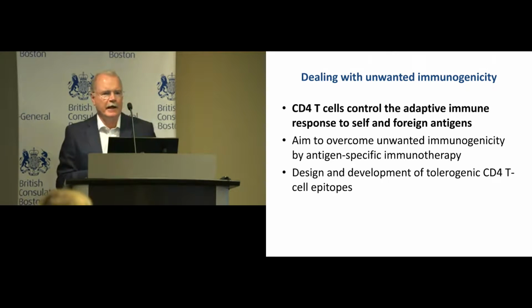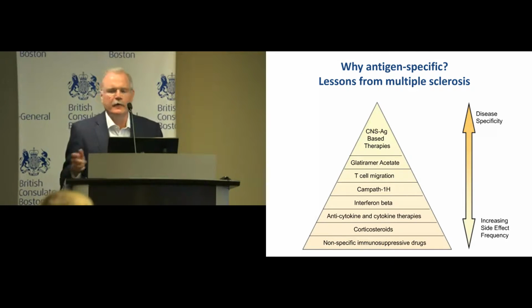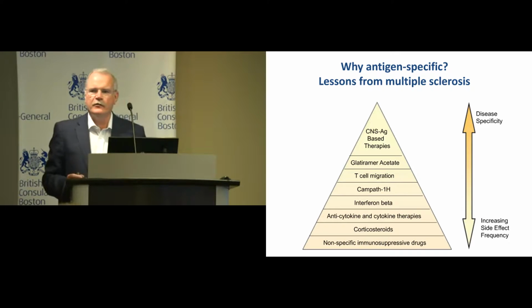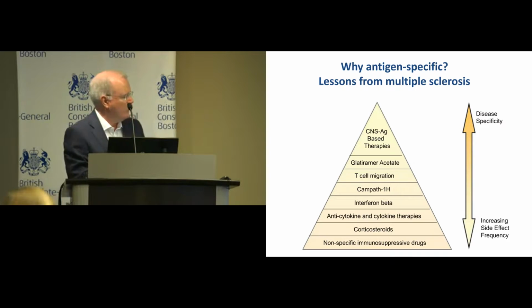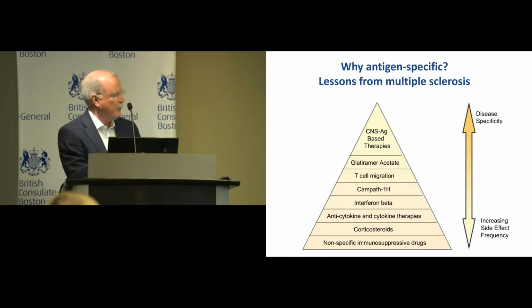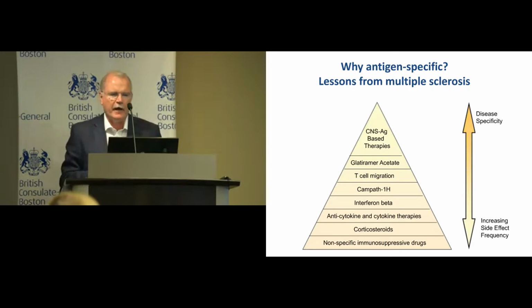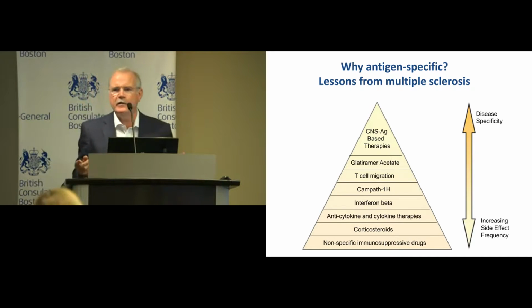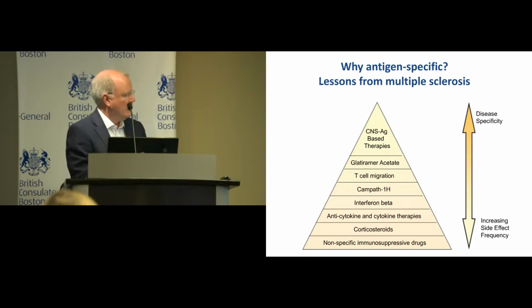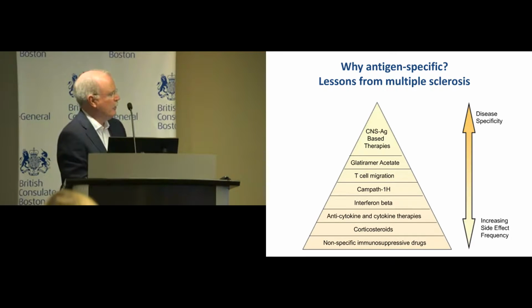So why would we want to be antigen specific here? Well, I think this figure here just emphasizes the experience that we've had in developing treatments for multiple sclerosis in particular. And I know Florian is going to be talking specifically about beta interferon, so I won't mention that. But the aim of this slide is to emphasize that we aim to produce more specific, disease-specific treatments in order to reduce the frequency of side effects. As I mentioned, Florian will be talking about beta interferon.